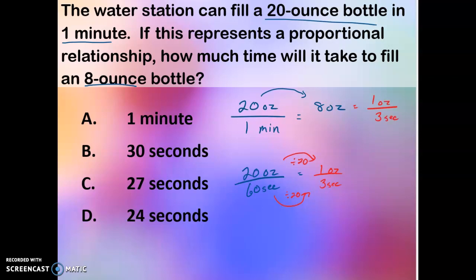So to find this, we know that 1 times 8 equals 8. So 8 times 3 equals 24 seconds. So D is our answer.